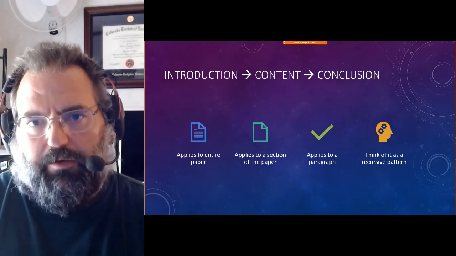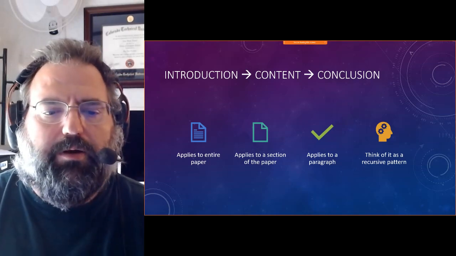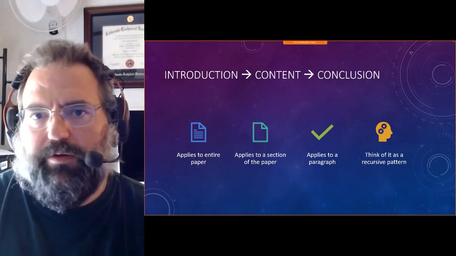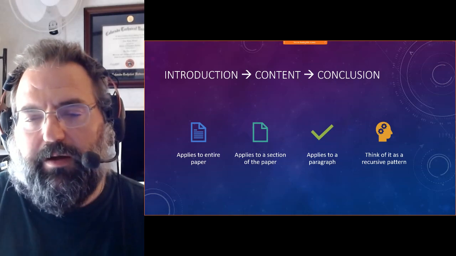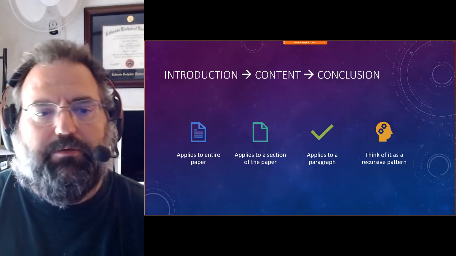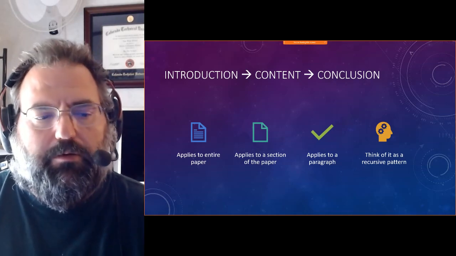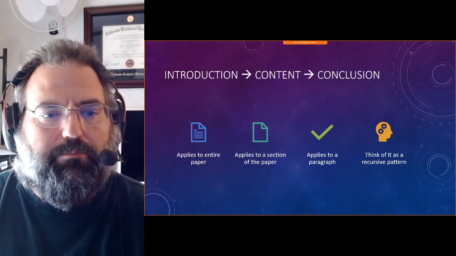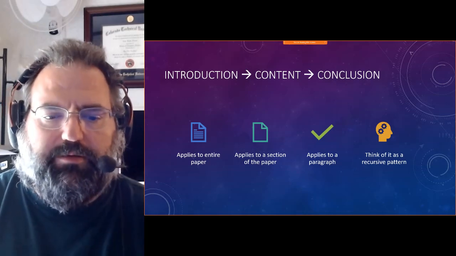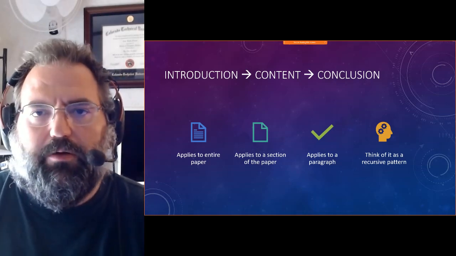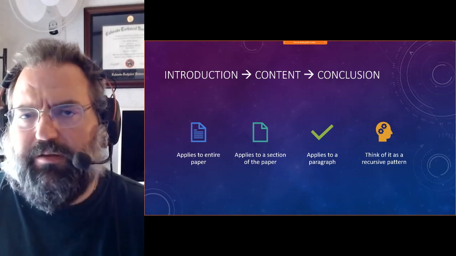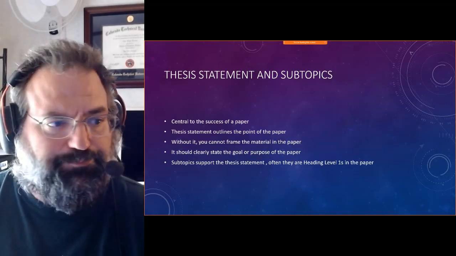If you drill in a little bit more, it applies to a paragraph. A paragraph has a topic sentence. That topic sentence outlines the point of that paragraph. So why does that paragraph exist? Then the next two or three sentences, however many there might be, are essentially the body or the content of the paragraph. And then you wrap it up with a sentence at the end that links it together, moves on, and prepares the reader for the next paragraph. And it's very much a recursive pattern.